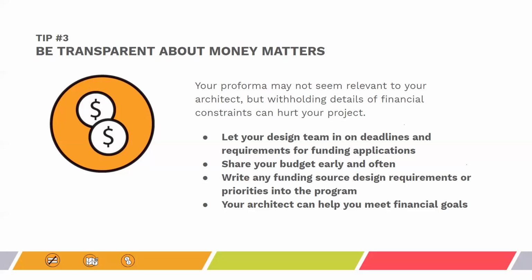Being transparent looks like letting your design team in on deadlines or requirements for funding applications, especially if you will need drawings or renderings. Share your budget early and often. If funding resources fall through or change, let your design team know as soon as possible. Write any funding source design requirements or priorities into the program so your design team has them from day one.